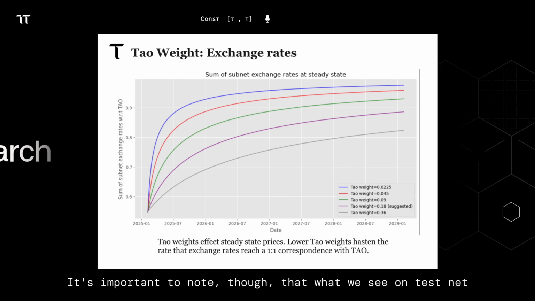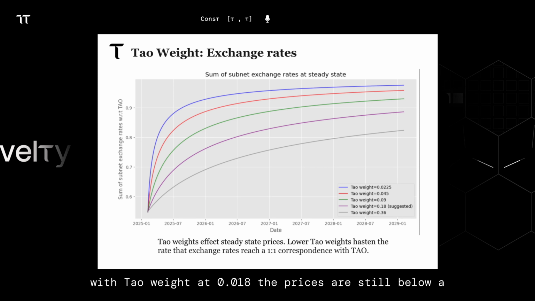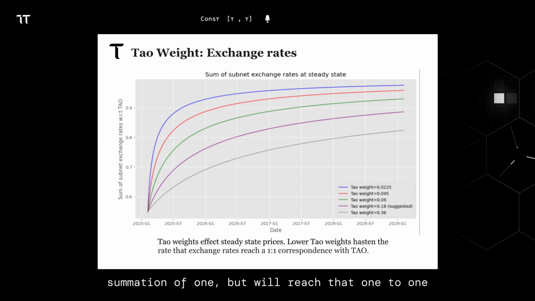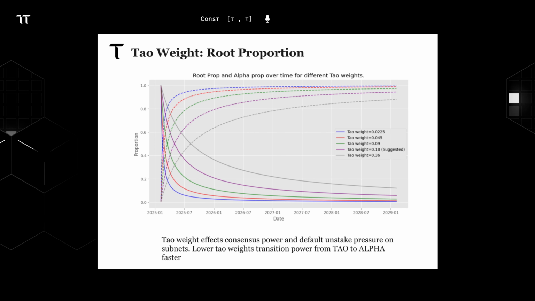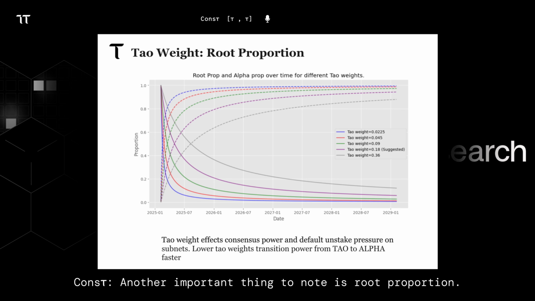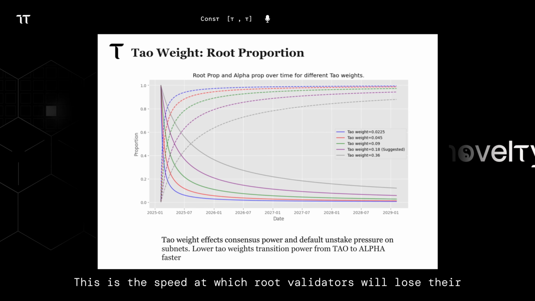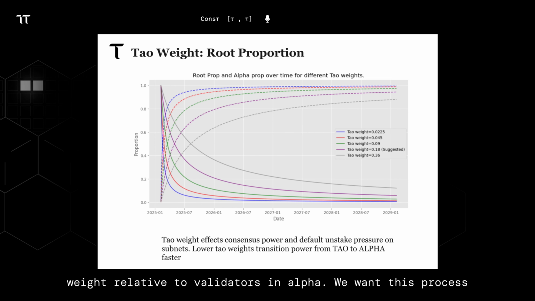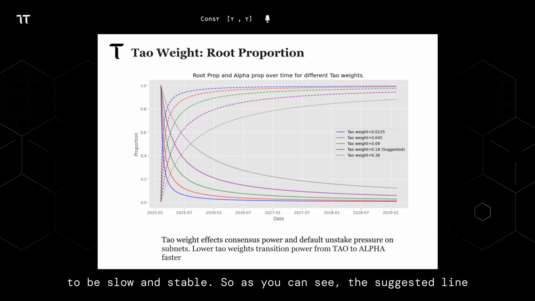It's important to note, though, that what we see on testnet with tau weight at 0.018, the prices are still below a summation of 1, but will reach that 1-to-1 correspondence, similar to the blue line, over a period of time. Another important thing to note is root proportion. This is the speed at which root validators will lose their weight relative to validators in alpha. We want this process to be slow and stable.